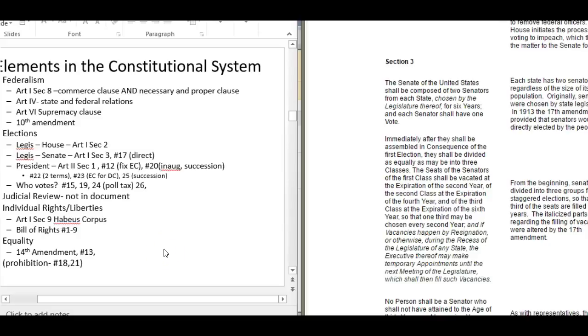All right, almost finished here now. Let's turn to elections as a part of the constitutional system.